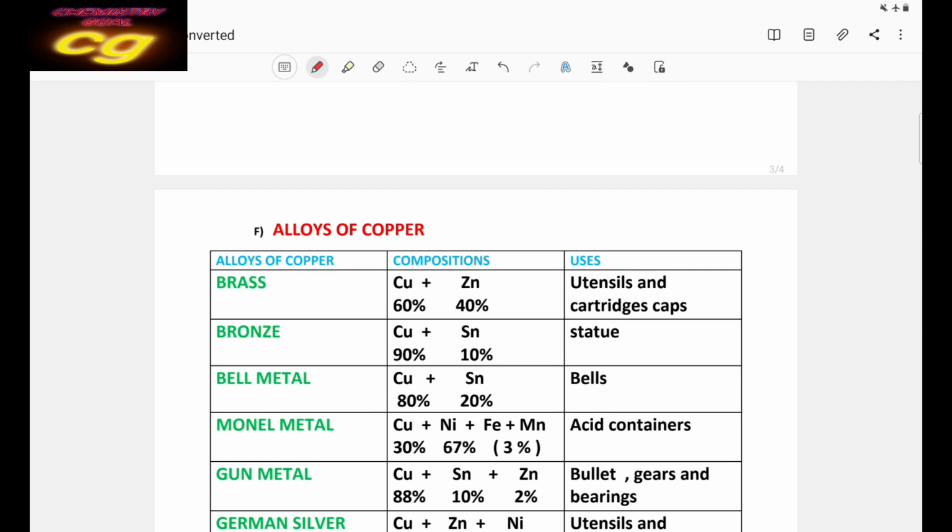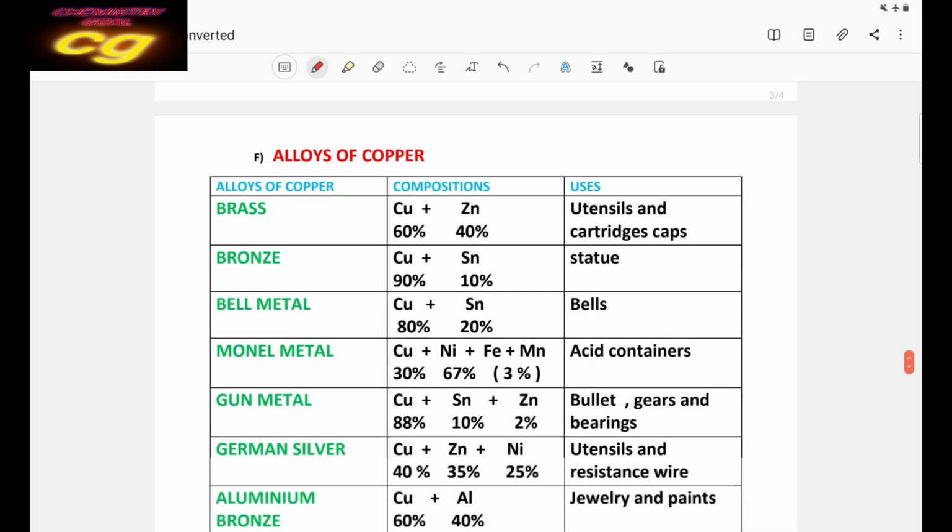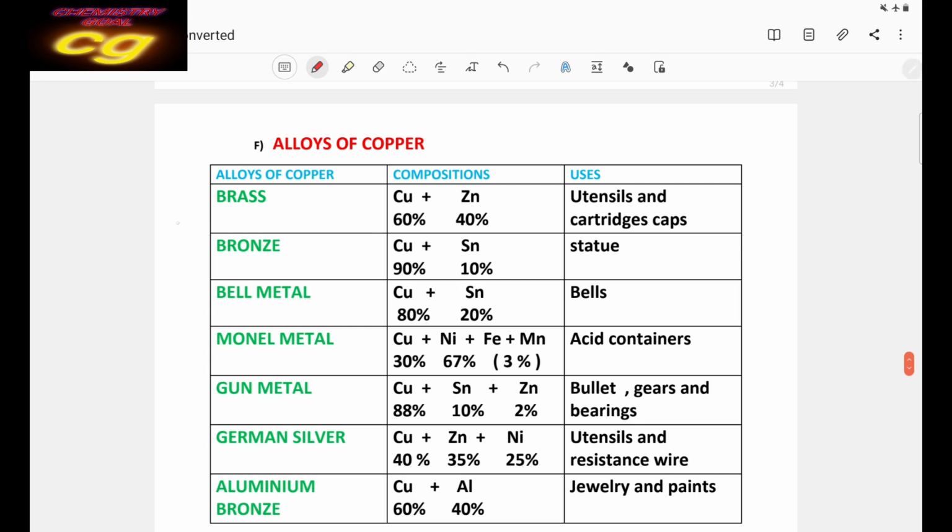Already we have discussed that different metals have different types of alloys, because of better quality, better properties, and superior nature of alloys, we are converting metal to alloys. What are the alloys of copper? One important alloy is brass. Brass is made of copper and zinc. It is used for utensils and cartridge caps.